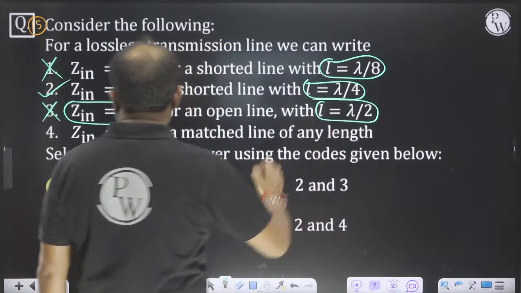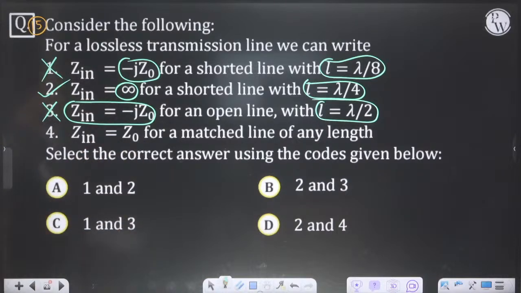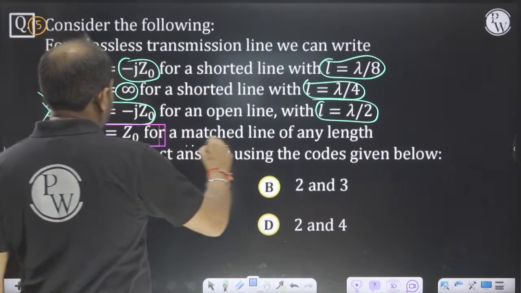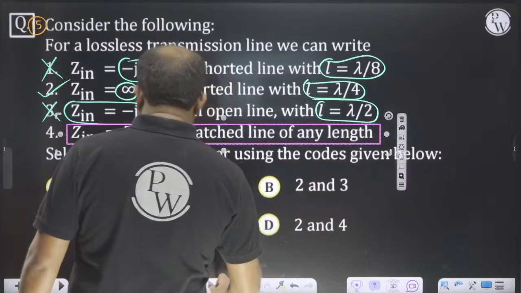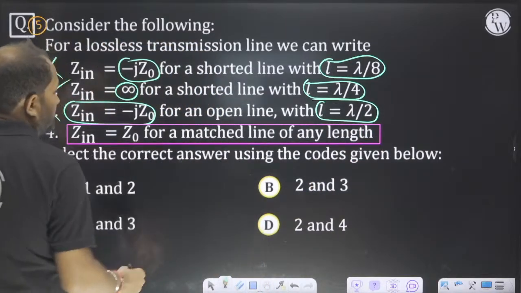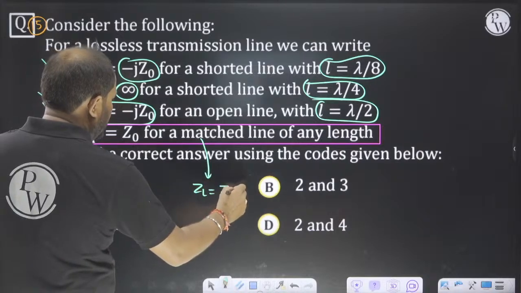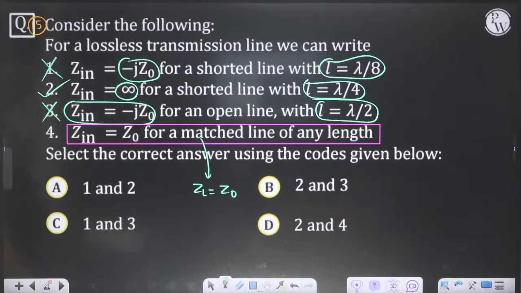Next we have Zin is equal to Z0 for a matched line of any length. So length is any for match. Match means ZL is equal to Z0. You have studied RL is equal to RTH. Like that, there is ZL is equal to Z0.